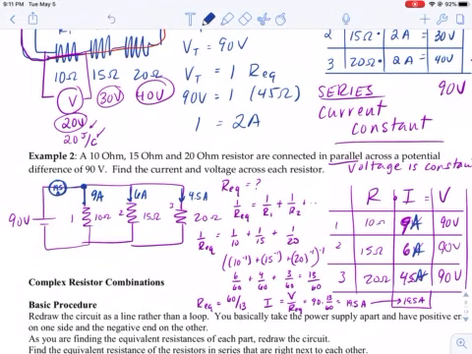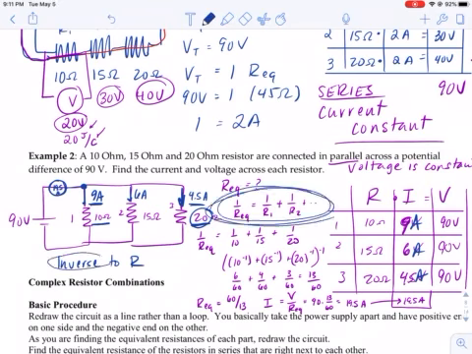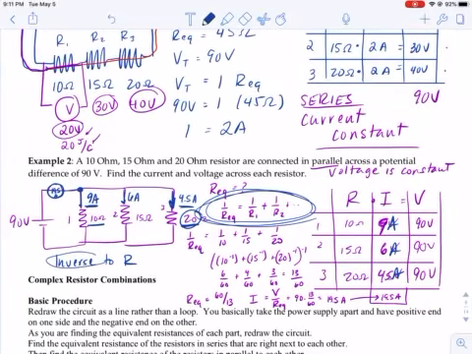Notice that the current splits inversely proportional to the resistance. In other words, the smallest resistor gets the biggest current, and the biggest resistor gets the smallest current. That's because it's harder for the current to push through this larger resistor. That's what resistance means. That's also why this is an inverse formula. Okay, so those are your first two examples, and I'll see you next time for more complex ones.